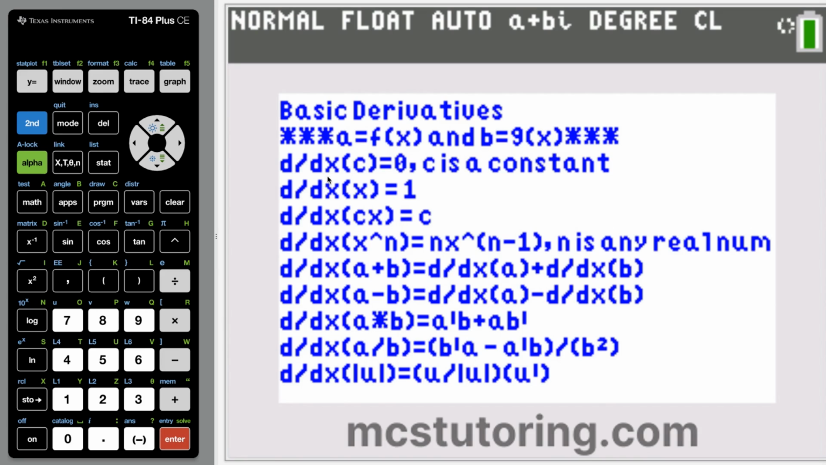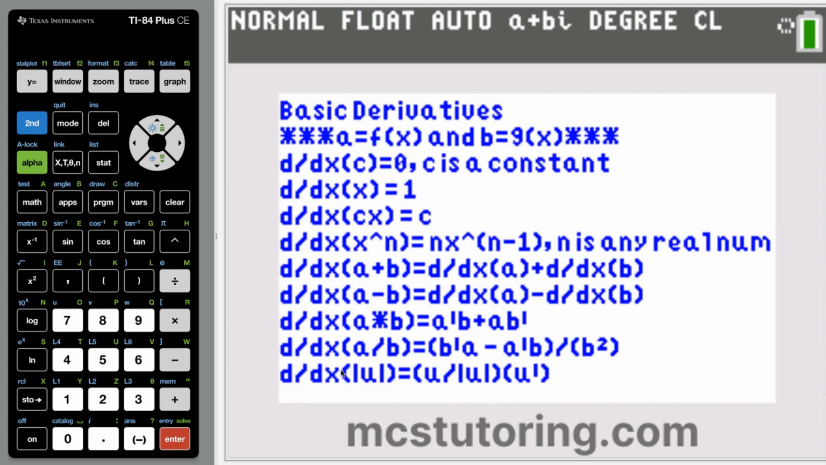So the basic derivatives, and we're going to assume A is f of x and B is g of x. I did that because otherwise things wouldn't fit on the screen. So the derivative of the constant is 0, you know that. Derivative of just simply x is 1. We can take out the constant of an x expression, like derivative of c x is c. And then we start going into power rules and then addition and then multiplication, a prime b plus a b prime, and then division, b a prime minus a b prime over b squared. Remember, assuming a is f of x and b is g of x.